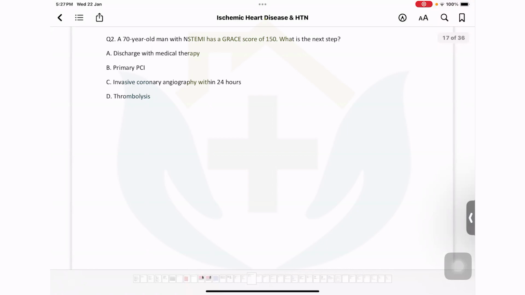But as far as non-STEMI is concerned, earlier the guidelines were that you just do the angiography before discharge, because the management of the patient is purely based on anticoagulation and antiplatelet therapy. But eventually we realized that patients who have non-STEMI and are discharged without an angiogram have a very high incidence of post-MI angina. So the GRACE score was introduced, and anything more than 140 is defined as a high risk indicator for adverse outcomes.